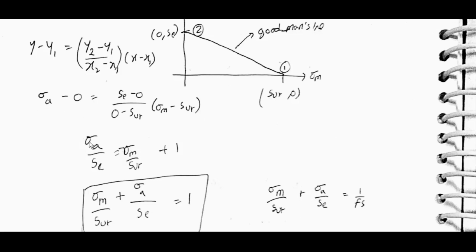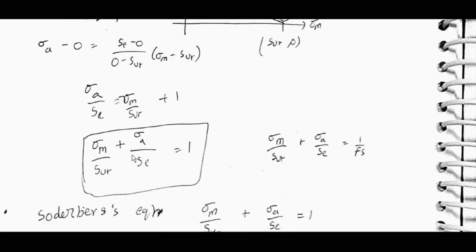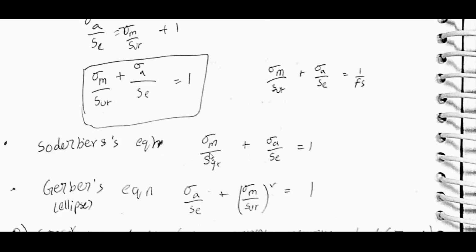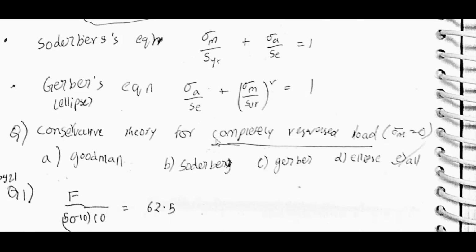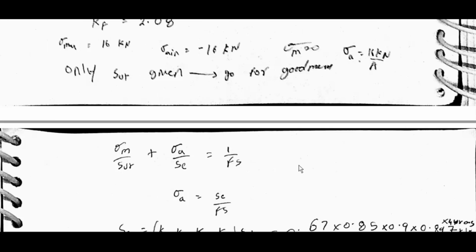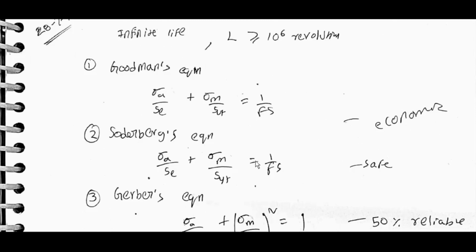After solving, we will get sigma a by Sc is equal to 1 minus sigma m by Sut, so sigma m by Sut plus sigma a by Sc is equal to 1, or equal to 1 by Fs. Soderberg's equation is sigma m by Syt plus sigma a by Sc is equal to 1. Gerber's equation is sigma a by Sc plus (sigma m by Sut) whole square is equal to 1. Conservative theory: for completely reversed load sigma m is equal to 0, so all will give the same result.